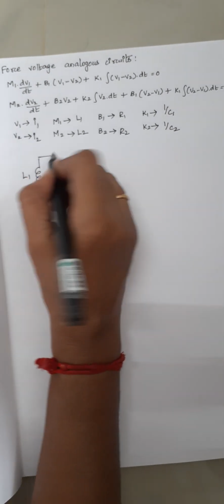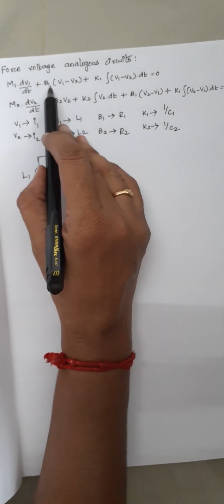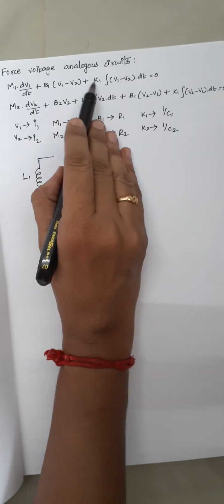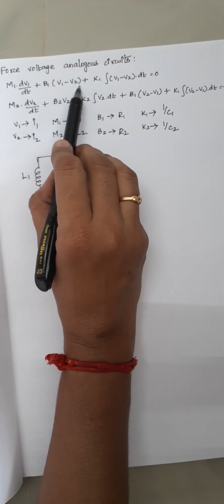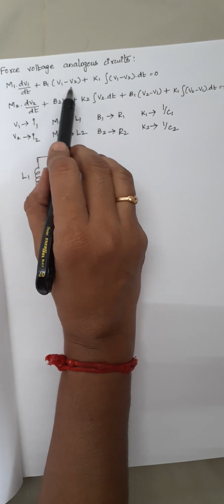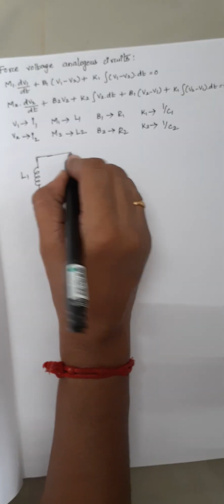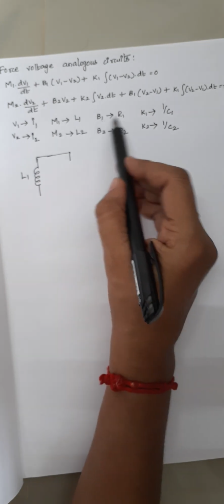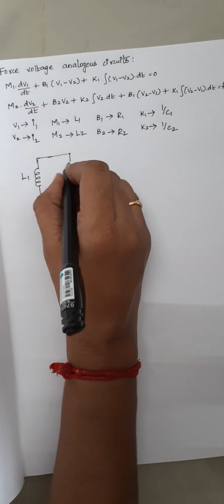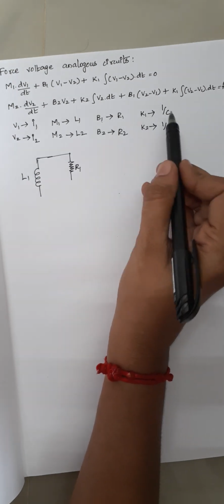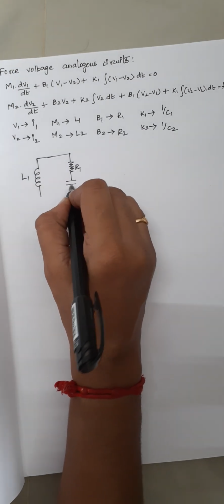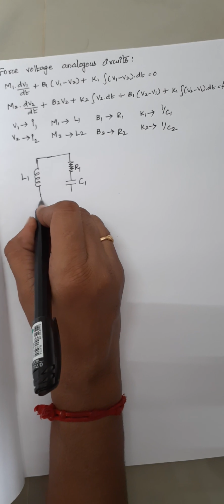And the next one is B1 and K1, and this B1 and K1 is common for your loop 1 and 2 because here it is written as V1 minus V2. So B1 should be replaced by resistor R1, so just draw a resistor R1 here. And next K1 is represented as a capacitor. This is your C1, right?